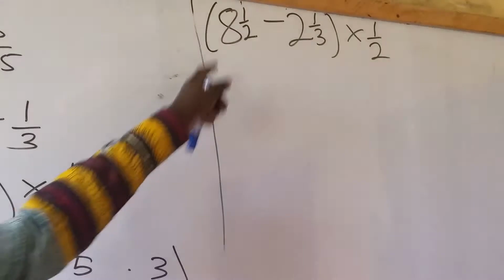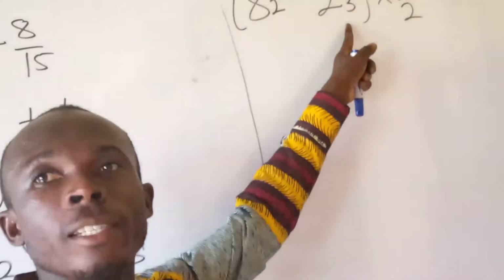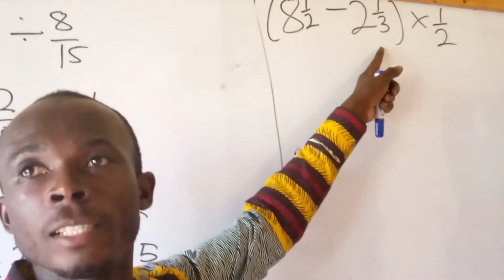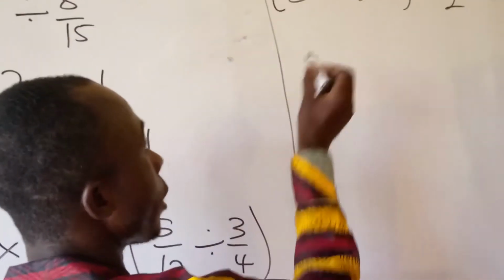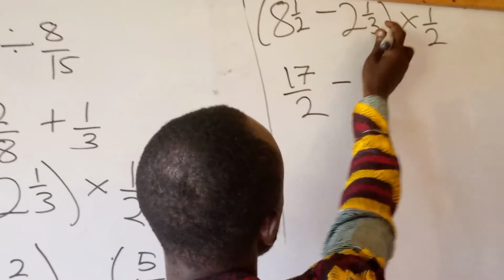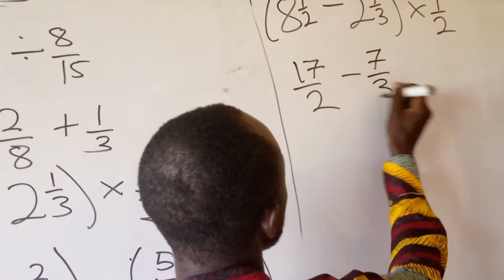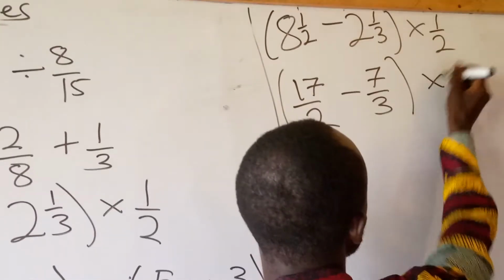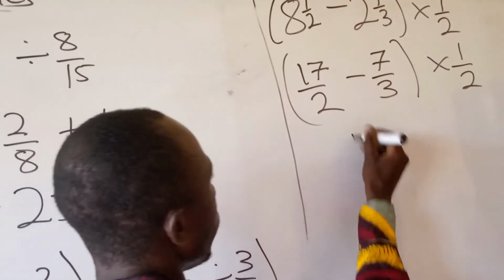And they gave us 2 mixed fractions. This means you should change both fractions to improper fractions. So it becomes 2 times 8 is 16 plus 1, 17 over 2, minus 3 times 2 is 6 plus 1, 7 over 3, times 1 over 2. So we solve for the brackets.